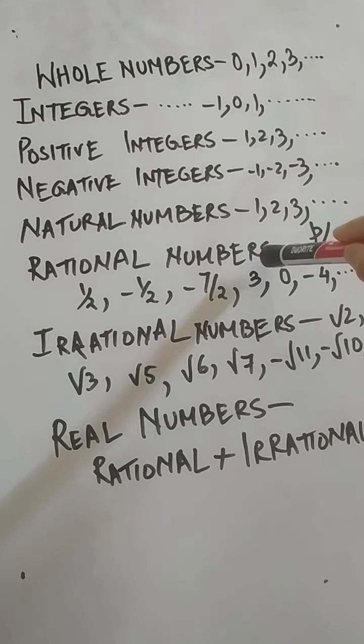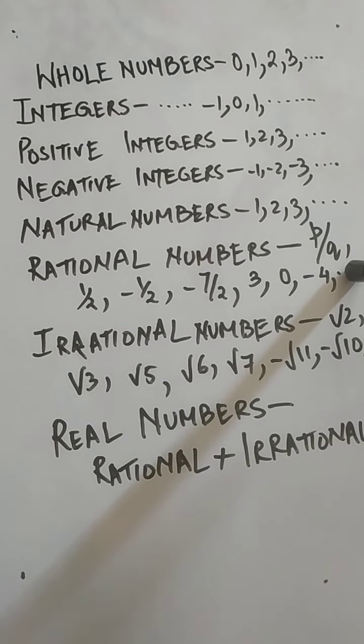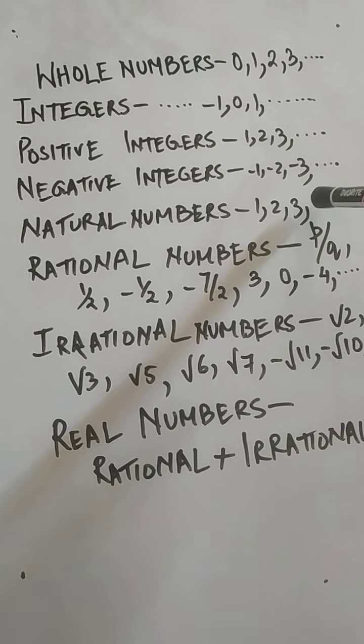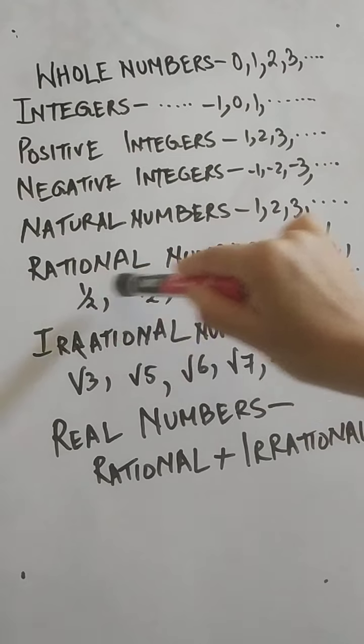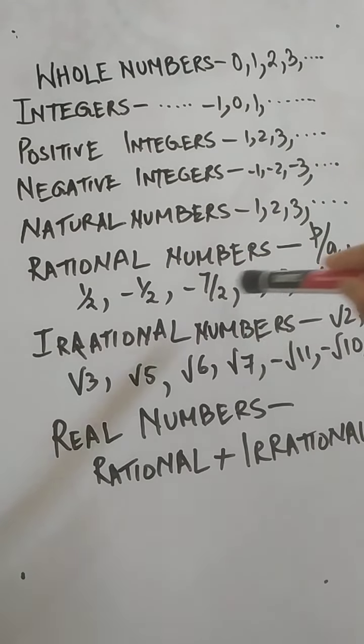Now, what are rational numbers? Rational numbers are any number of the form p by q, where q is not equal to 0. Because it is in the denominator, it cannot be 0, and p can be anything. Negative integers, positive integers, 0, p can be anything, and q can be positive or negative integers, but it cannot be 0. There are lots of rational numbers.